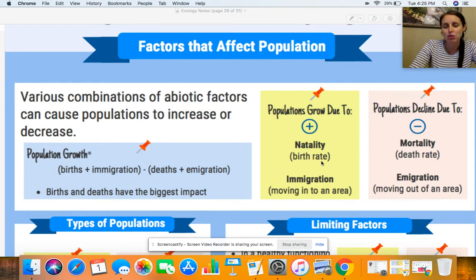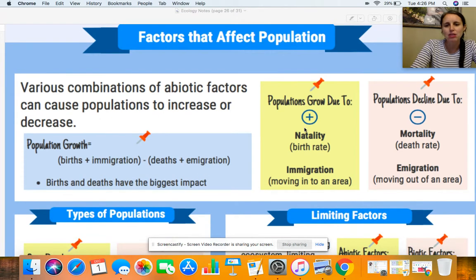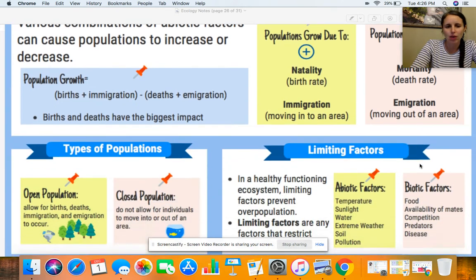Natality means birth rate. Or immigration. Immigration is individuals moving into an area. Populations can decline because of mortality or the death rate, or emigration, individuals moving out of the area. So our overall population growth curve is going to be things that add to the population minus things that take away from the population. The biggest impact is going to be birth rate and death rate, but immigration and emigration can also add to it.